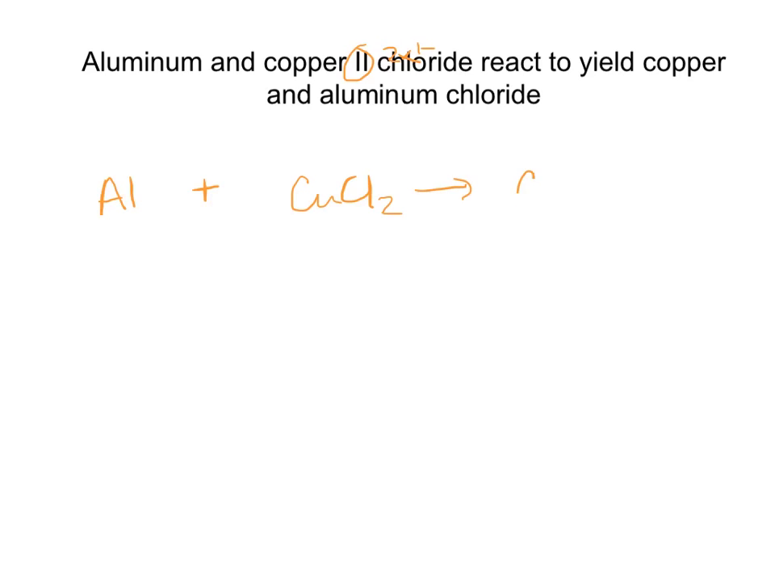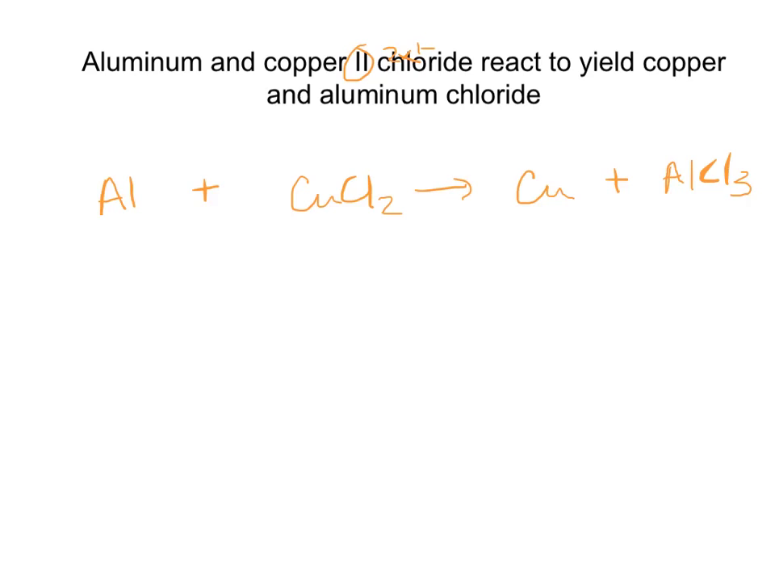And it's going to yield copper. Again, it doesn't say anything about being an ion. And aluminum chloride, so this is going to be AlCl3. Aluminum has a 3+ charge and chlorine has a 1- charge, so you need 3 chlorines to balance out the 3 positive charges in aluminum.